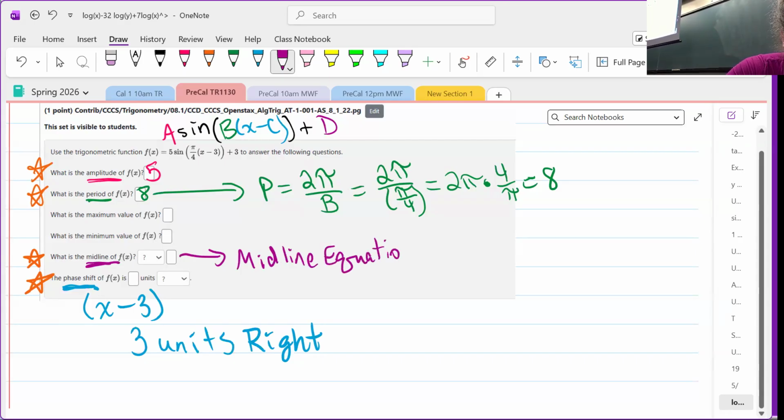Now our midline, this is going to ask for the midline equation. So it's not just a number here. It needs to be an equation. Now the midline is the horizontal middle of the graph. So the halfway point between the high and the low. On a normal sine graph, that horizontal line is y equals 0. This particular graph, though, has a +3 at the end. So it's saying, do everything this graph says and then add 3 to all your results. So it's taking even our midline and adding 3.